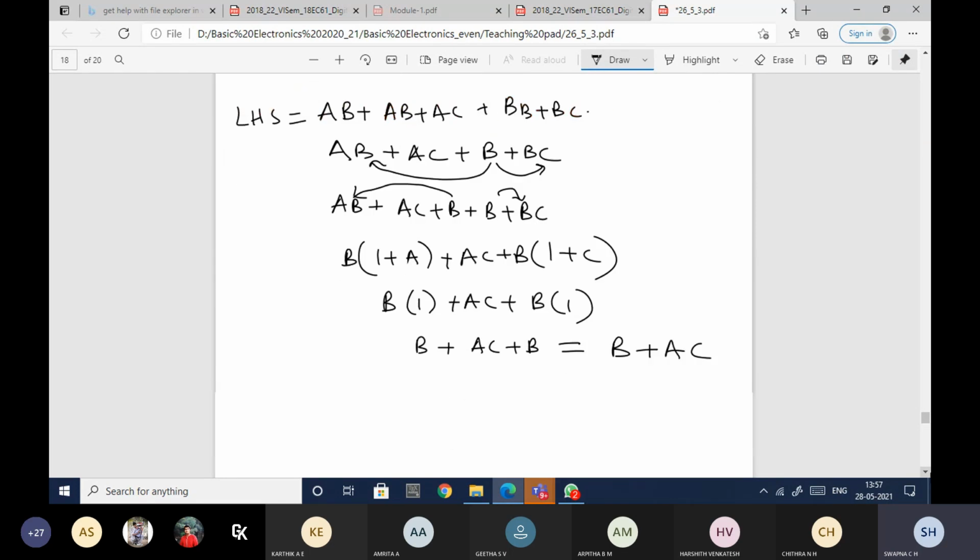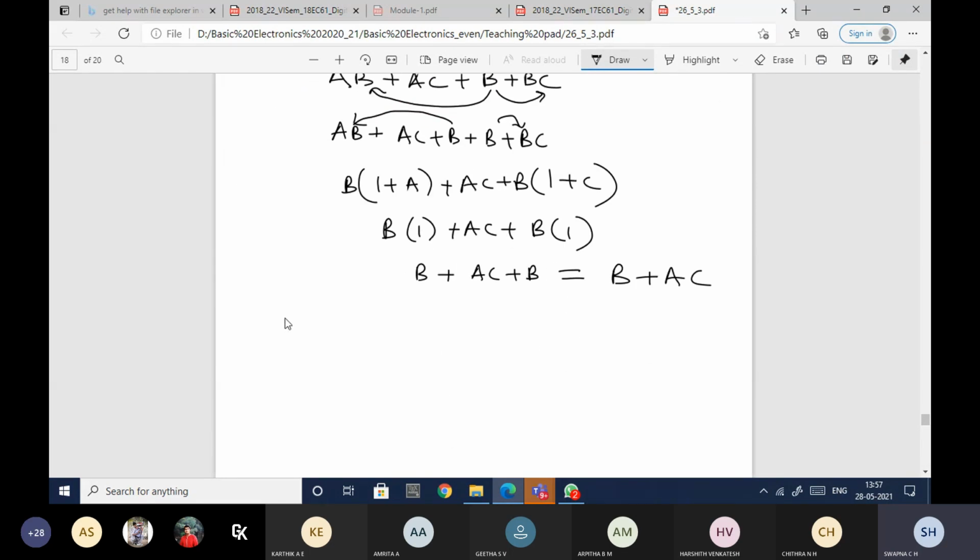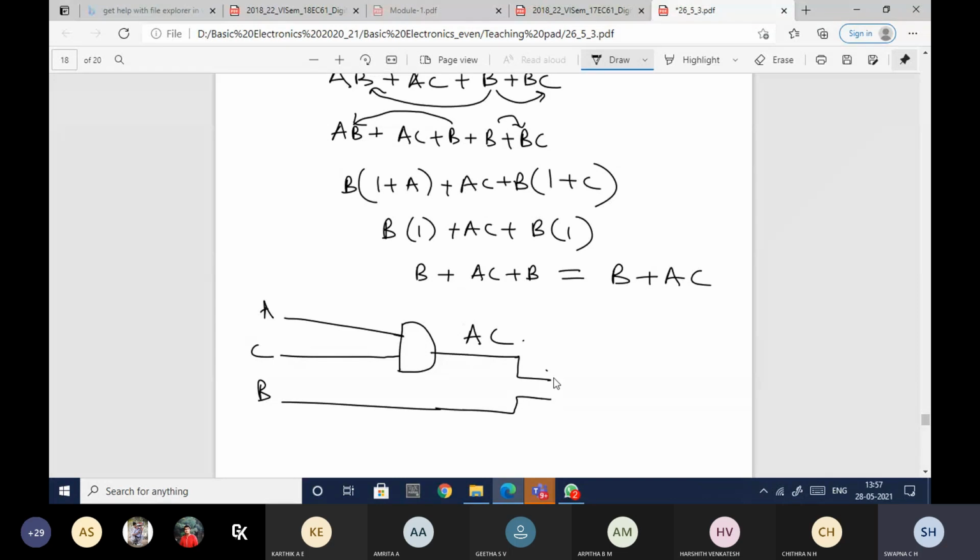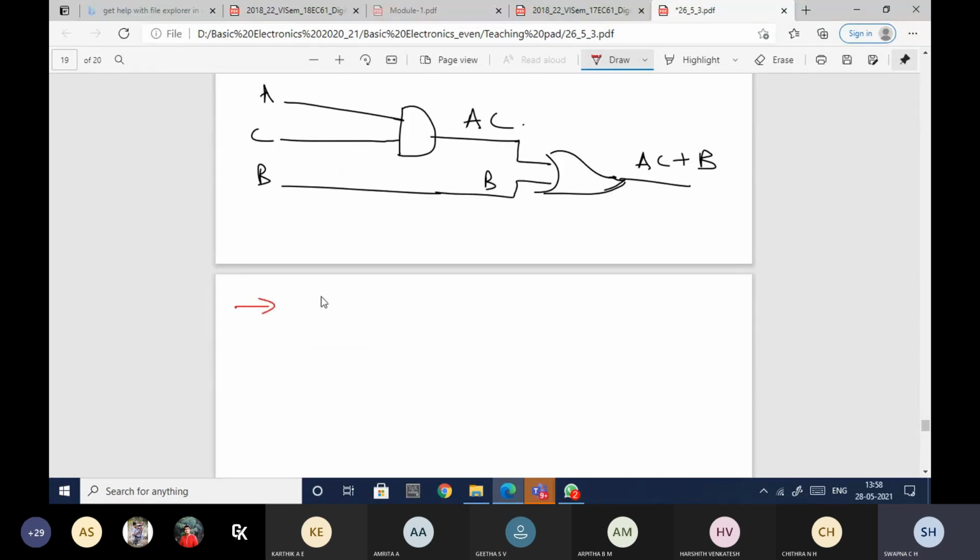Okay, now you can also implement. So I need just AC. This is my A line and this is my C line. Give it to the AND gate so that I'll get AC, and I'll take a B line and give it to the OR gate. I'll get B plus AC. I will not do it now, you just try.